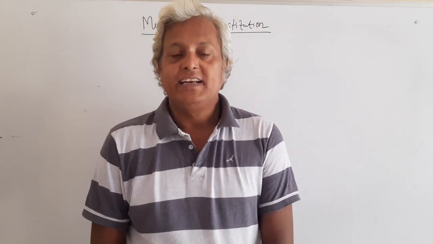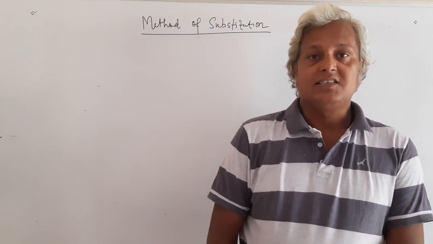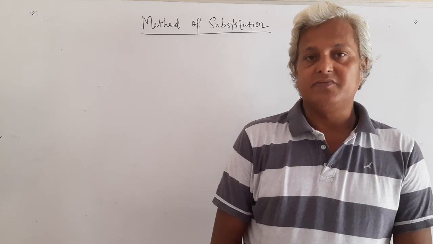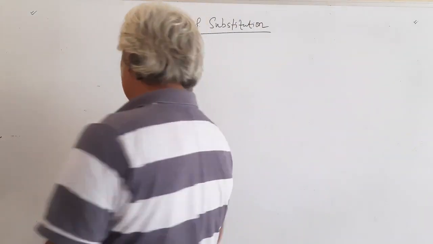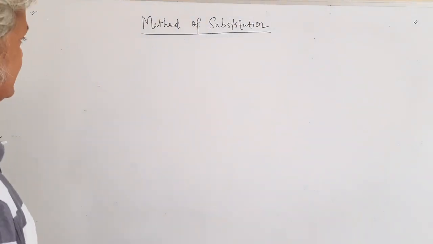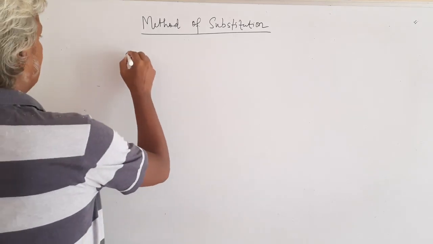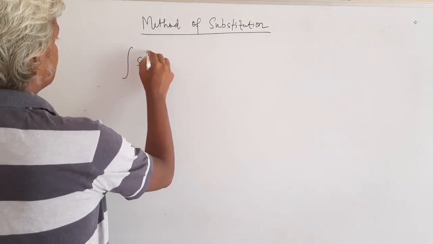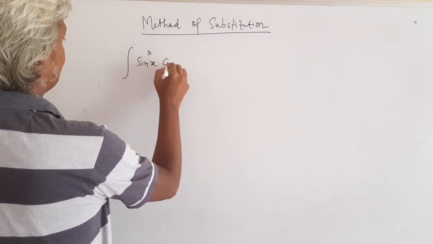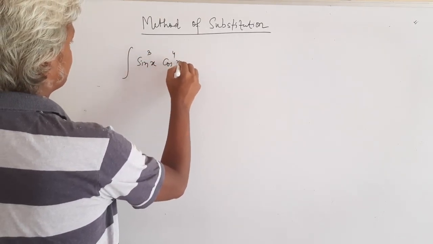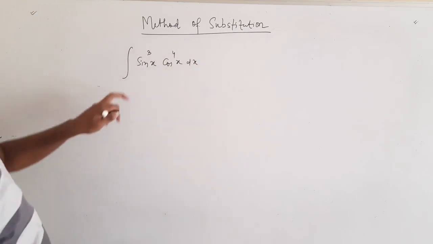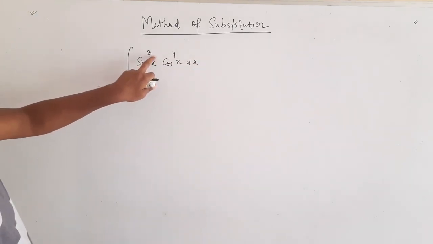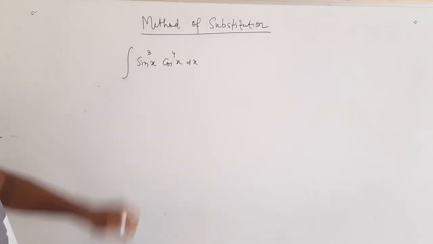Very good afternoon friends, and in this video we are taking another standard form of integration. In the previous video we discussed various other forms of integration. Now our focus is on how to find integrals of the form sin cube x cos 4x dx, meaning the power on the sine is odd and the power on the cos is even.